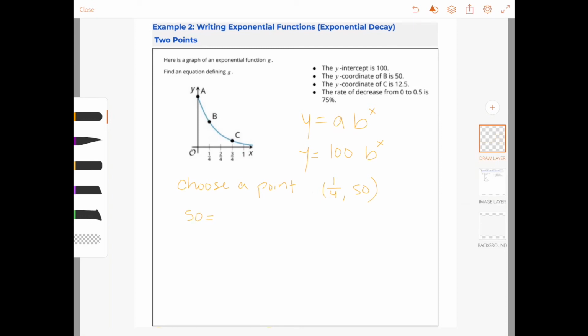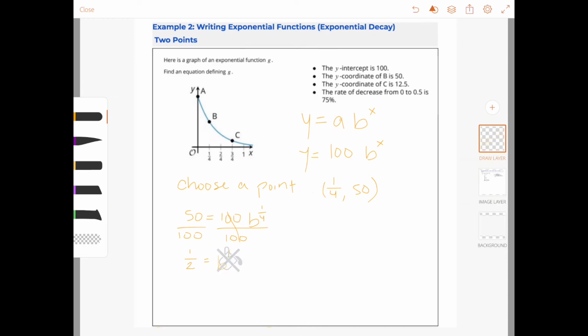And then I'm just going to plug that into the equation. So since 50 is our y value, it's going to be 50 equals 100 times b, and then 1/4 is our x value, so I'm going to plug that in for the exponent x, and then just solve this algebraically. So first we divide out that 100. Whatever we do to one side, we have to do to the other, and that gives us 50 over 100 on the left, which simplifies to 1/2 equals b to the power of 1/4.